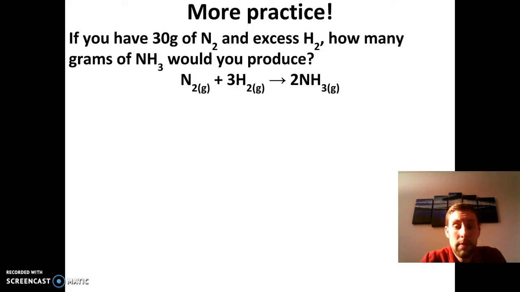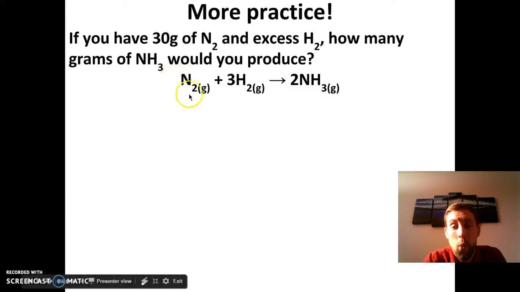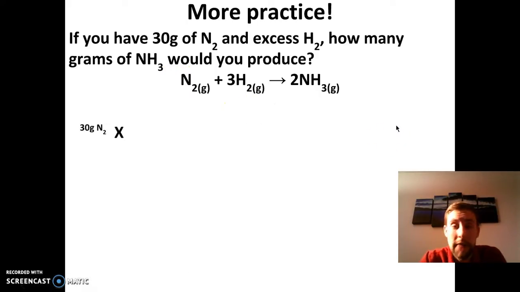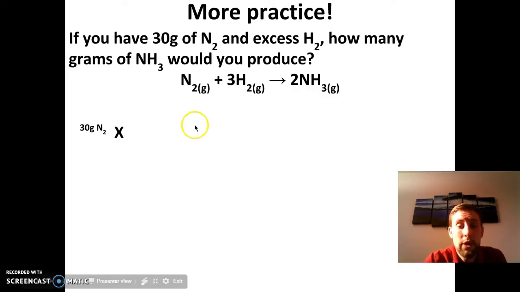Here's your equation. Nitrogen gas plus hydrogen gas goes to ammonia. It's given to you with a balanced equation, right? If we don't put anything in there, we know that that's really a 1. So we start with what you're given, always. They gave us 30 grams of nitrogen gas, so we put that there. We know then that grams of nitrogen gas must cancel.